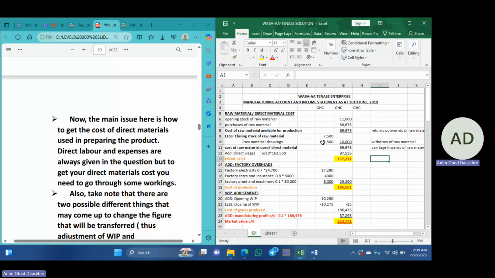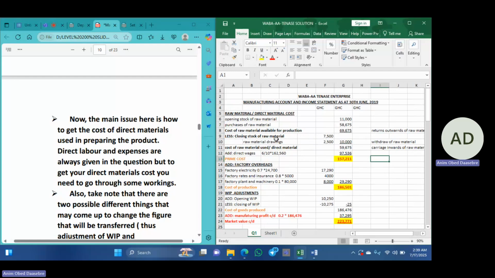Yeah. So after you have less it, then you get the next item to use. After you have less the closing stock of raw material, you can now less your raw material withdrawal. So with the raw material withdrawals, you can either adjust it on the purchases of raw materials, or you can bring it here to adjust it together with the closing stock of raw material. So either way, you can use it.